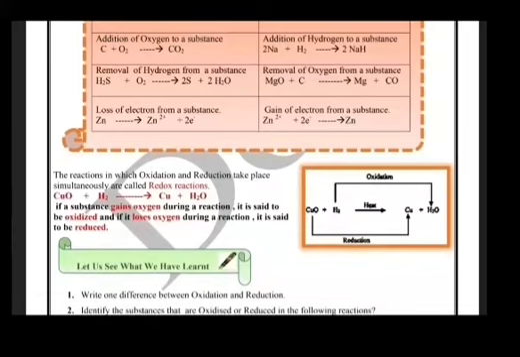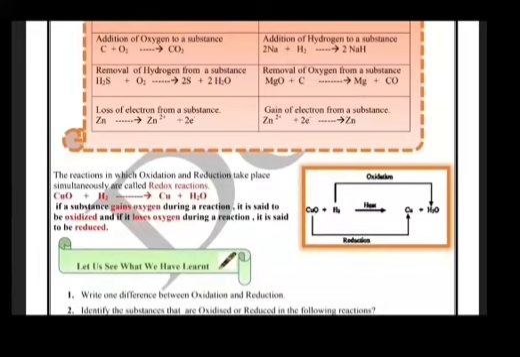For example, CuO plus H2 gives Cu plus H2O. Here CuO loses oxygen and makes Cu. That is the reduction reaction. In the other place, H2 is converted into H2O. Here oxygen is added, so that is the reaction of oxidation.